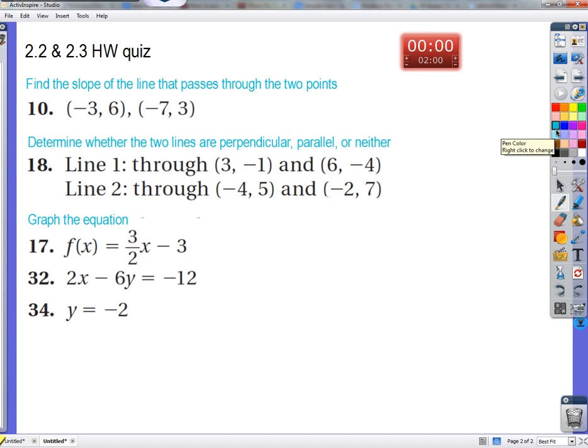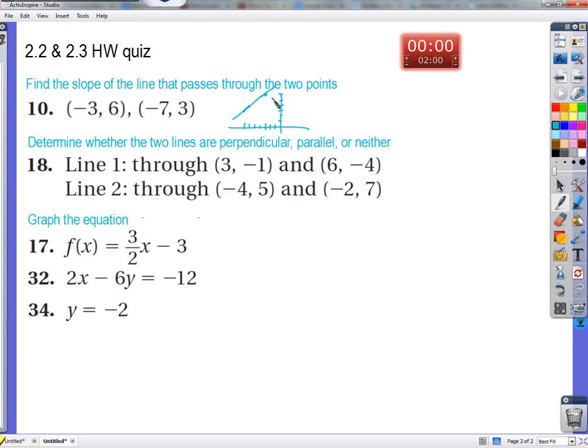So, we've got a point, -3.6, right there, and a point, -7.3, right about there, and there's a line that goes through those two points, and we want to find the slope. How does the slope, maybe you could use some other words, what does the slope have to do with this line?